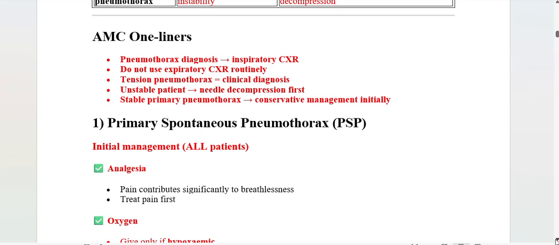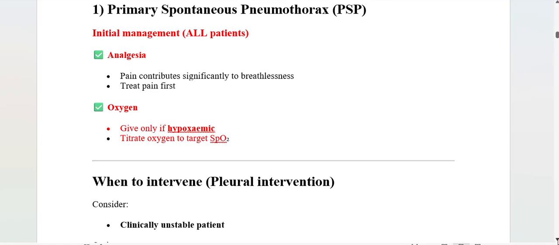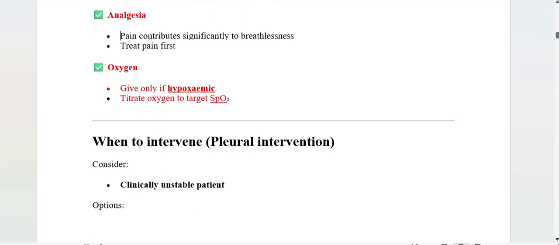Okay. Pneumothorax diagnosis: inspiratory X-ray, do not use expiratory. Tension pneumothorax is a clinical diagnosis: unstable patient, needle decompression. Stable primary pneumothorax: conservative management initially. Observe 4 hours, painkillers, oxygen. Initial management, all patients: analgesia; oxygen given only if hypoxemia. If pain contributes significantly to breathlessness, treat pain first. Okay, what does it mean? Sometimes because of severe pain, the patient comes to us with breathlessness, right? So treat the pain first. Very important point. Understand the concept.